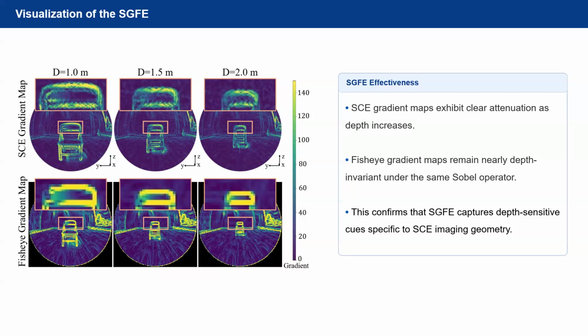For SCE gradient maps, the boundary response clearly weakens as the chair moves farther away. For fisheye images, applying the same Sobel-style operator does not show comparable depth-related variation. This confirms that SGFE is extracting a cue caused by the SCE imaging geometry, rather than a generic filtering artifact.